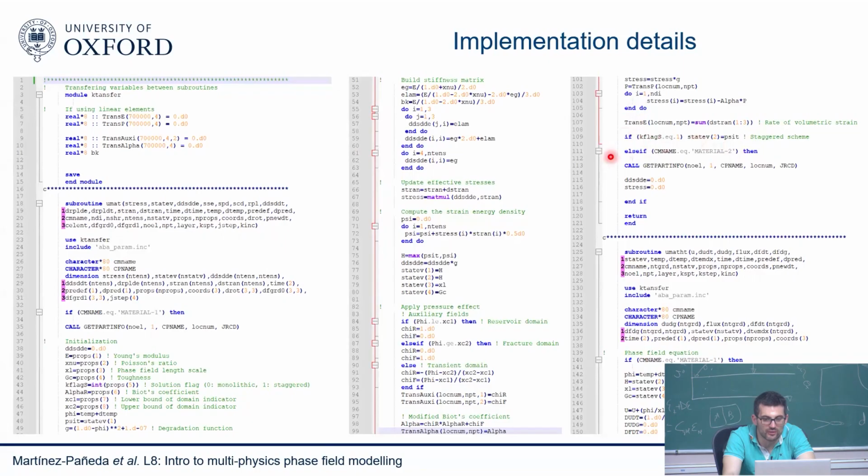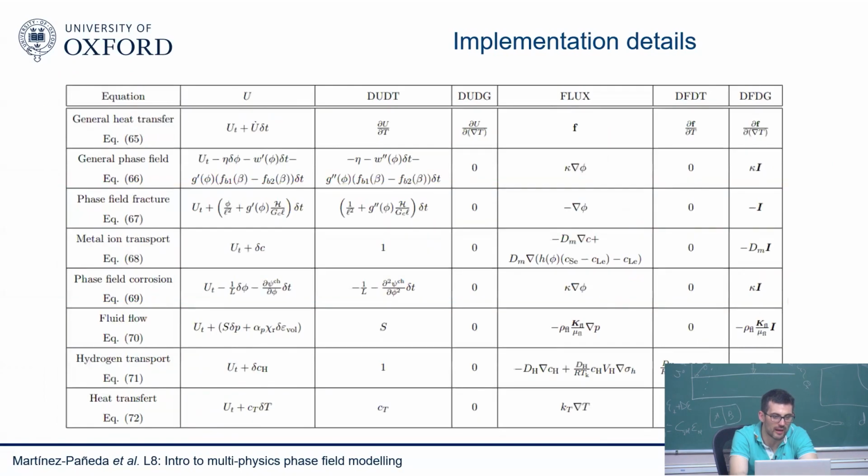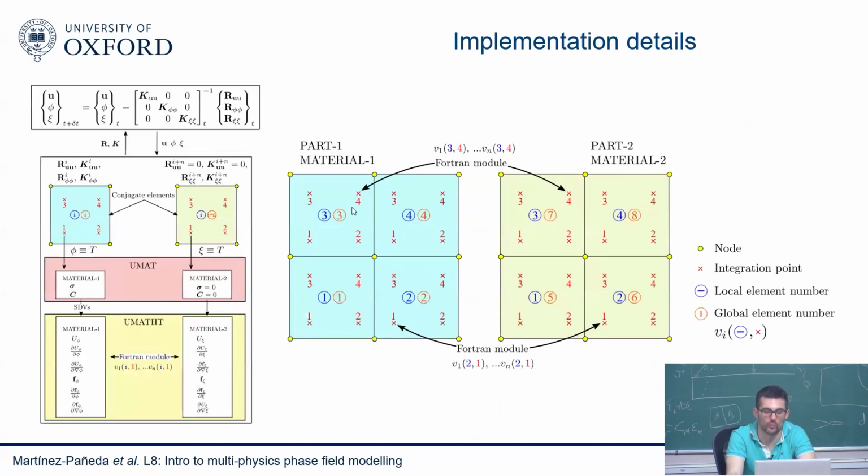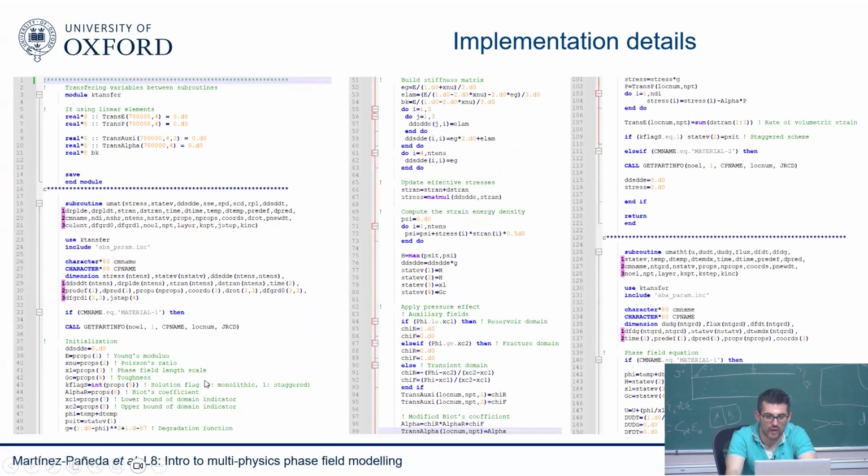Now we have an else if. So if I'm in part 2, because I decided, you can change it if you want, to solve the mechanical problem in part 1, the fracture problem in part 1, and then the fluid flow problem in part 2. Therefore, I say, okay, if I'm in material 2, then assign this value equal to 0 and go away, because there's nothing I need to do. So that's the only difference.